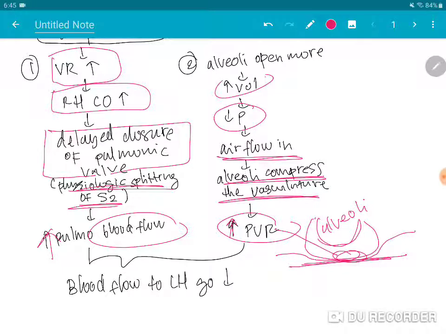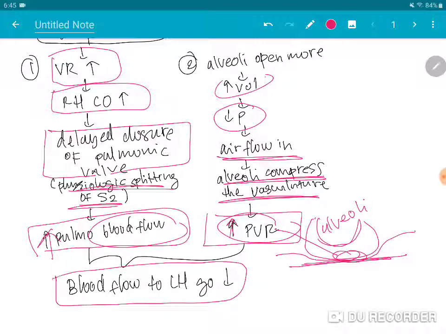So both events here, during inspiration, will cause an increase of the pulmonary blood flow and will cause an increase of the pulmonary vascular resistance. That's why blood flow to the left heart will go down.